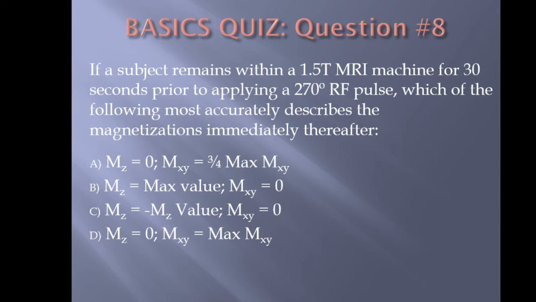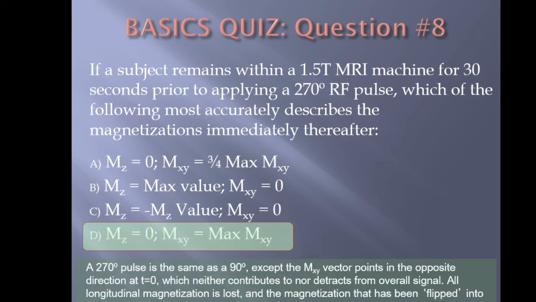Okay, so if a person is within a 1.5 Tesla MR for 30 seconds prior to applying a 270-degree RF pulse, think about that: which of the following most accurately describes the magnetizations immediately after a 270-degree pulse? MZ equals 0, MXY is 3/4 the max of the MXY. MZ is at a max, and MXY is 0. MZ is equal to negative MZ, and MXY is 0. Or MZ is 0, and MXY is the max. I want you to apply what you think.